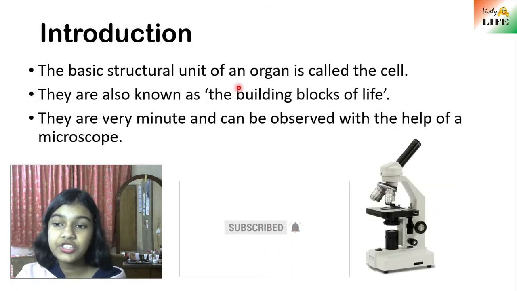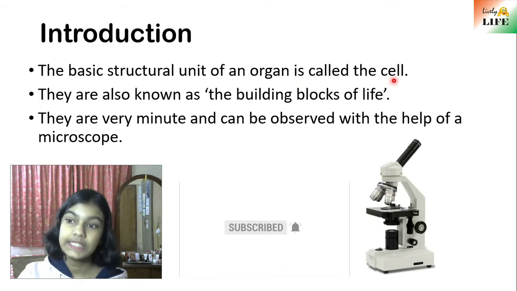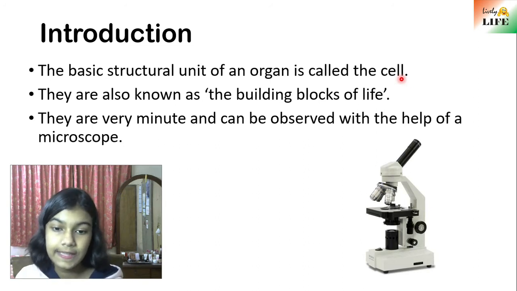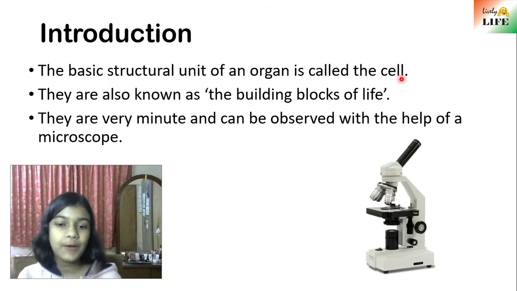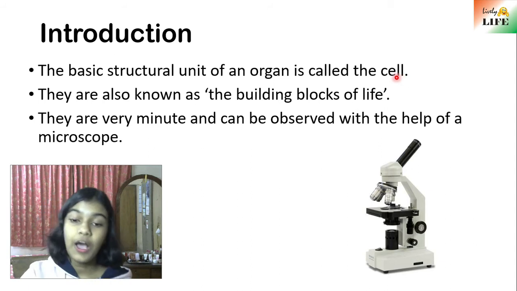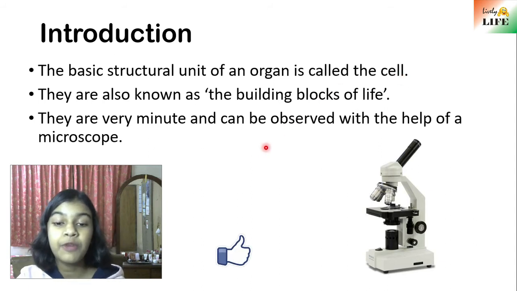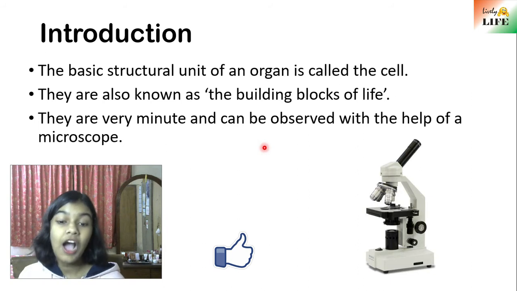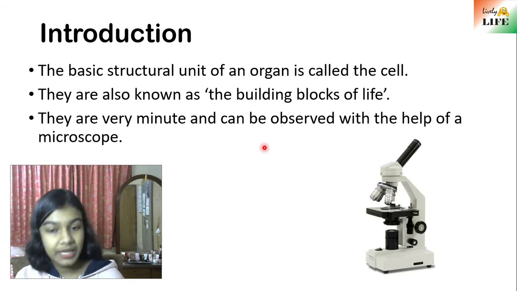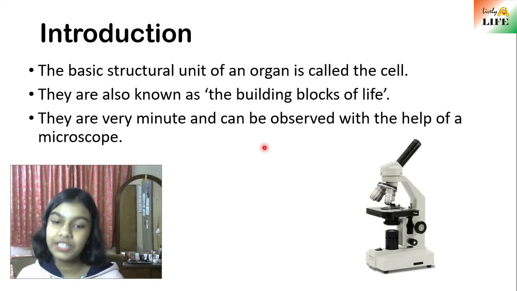The basic structural unit of an organ is called the cell. As I said, our body is made up of trillions of cells, so the basic structural unit of any organ is the cell. For example, a building, the house that you are living in, is made up of bricks, right? In the same way, a human body is made up of cells. So bricks make up buildings and cells make up a human.